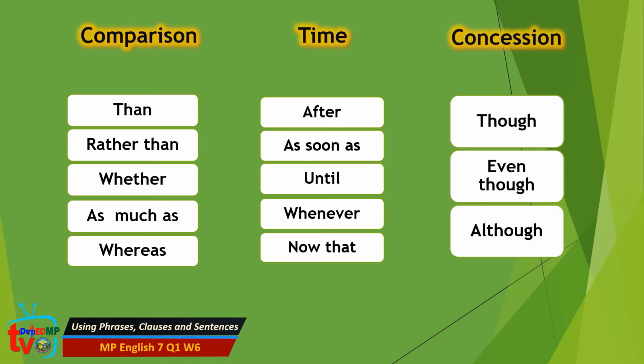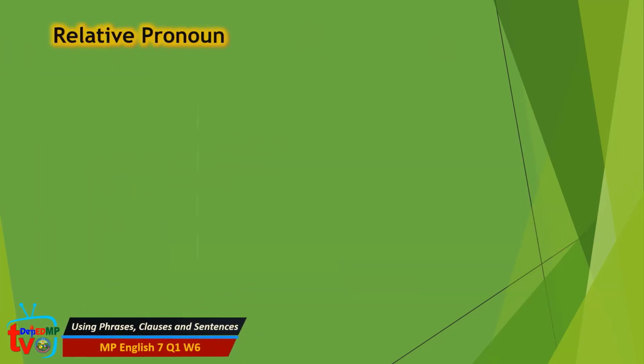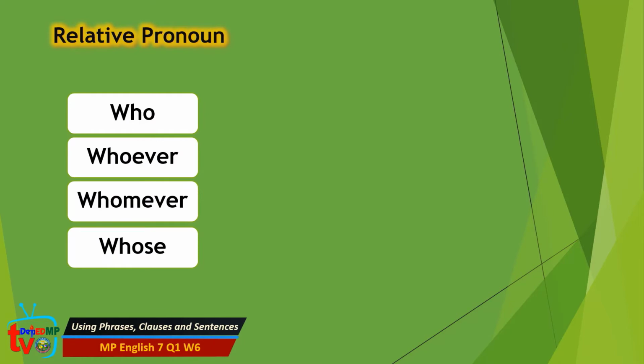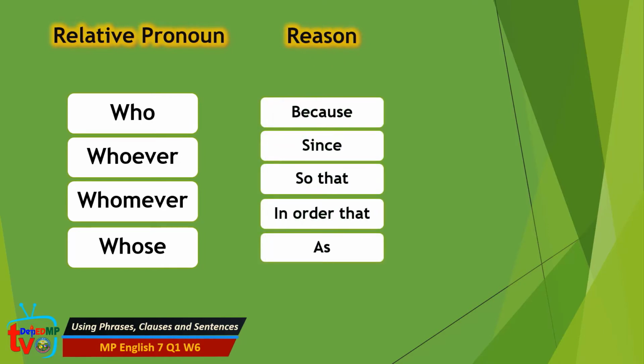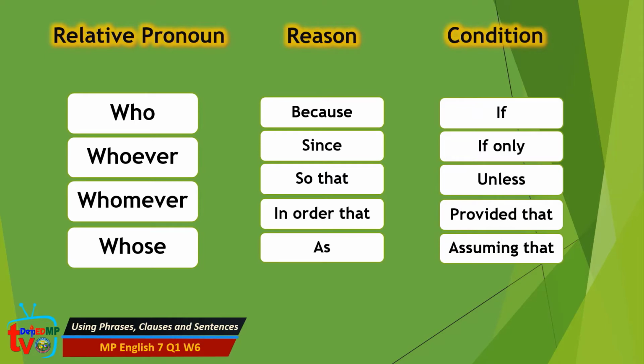For concession, we use though, even though, and although. For relative pronoun, we use who, whoever, whomever, and whose. For reason, we use because, since, so that, in order that, and as. When stating condition, we use if only, unless, provided that, and assuming that.